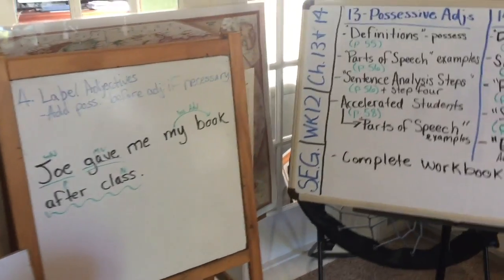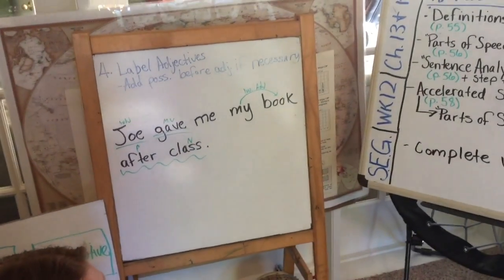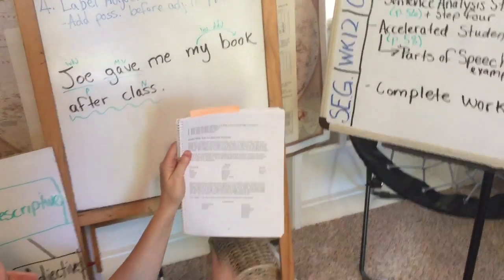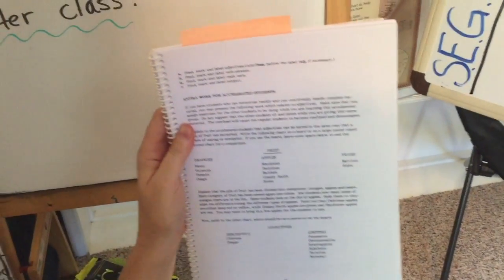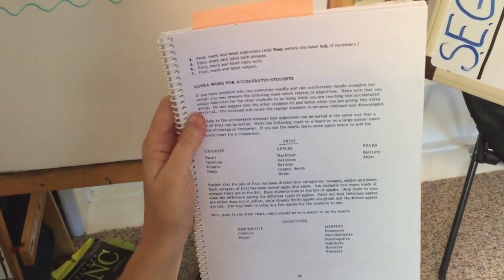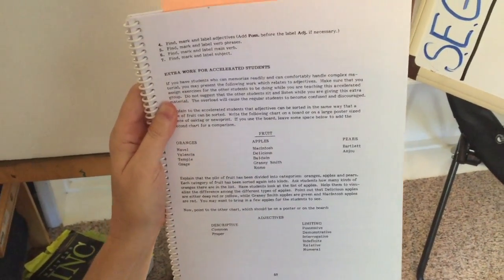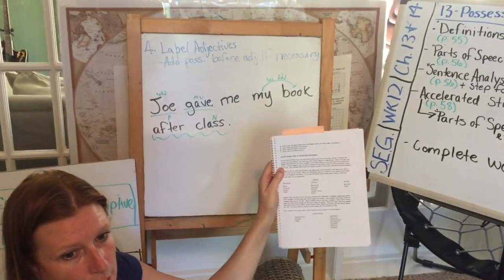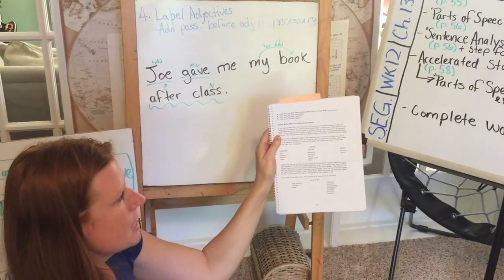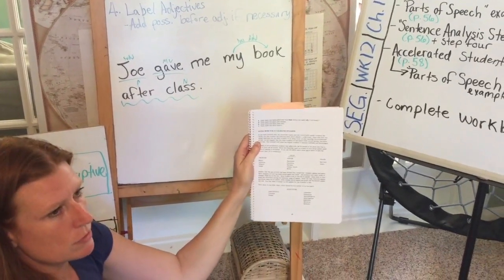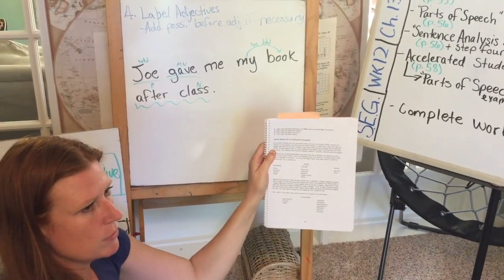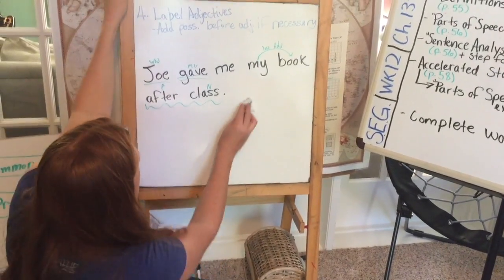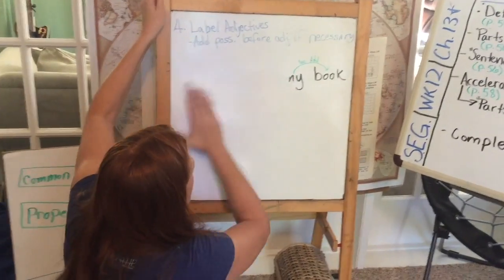Now, this part. The book says that this is extra work for accelerated students. So if you're a grammar level parent and you feel like this will just confuse your student, then you need to stop the video at this point. But my B-level students and my brilliant E3 daughter can handle this. So we're just going to move right along here.